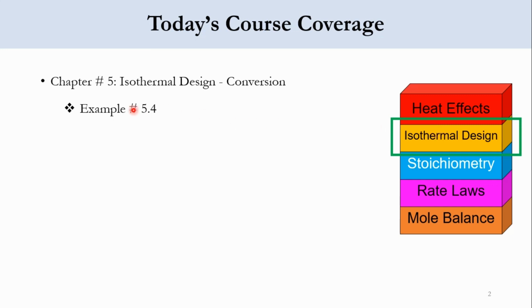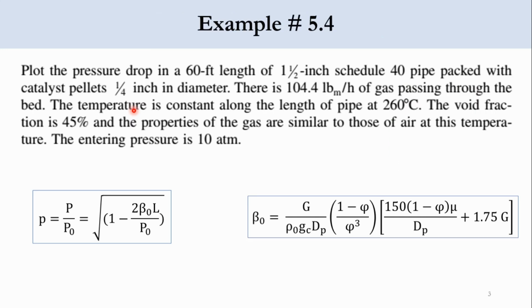Today we will solve example number 5.4, which is related to the pressure drop in the reactors, and accordingly we will see how we can calculate it, and at the end we will do some analytical calculations for it. The statement is: plot the pressure drop in a 60 feet length of 1.5-inch schedule 40 pipe packed with catalyst pellets 0.25-inch in diameter. There is 104.4 pound per hour of gas passing through the bed. The temperature is constant along the length of the pipe at 260 degrees centigrade. The void fraction is 45%, and the properties of the gas are similar to those of air at this temperature. And the entering pressure is 10 atm.